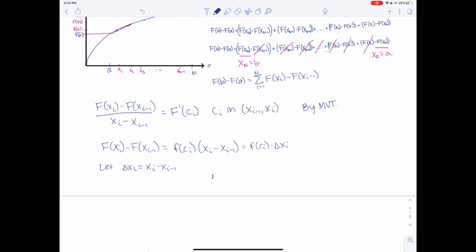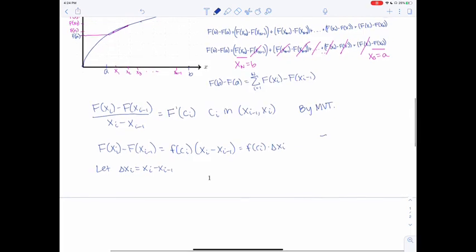And that looks really familiar, especially when we have the sum of all of these differences. So we essentially just have the sum of f prime of c_i times delta x_i as i ranges from 1 to n. And recall that this is equal to f of b minus f of a.